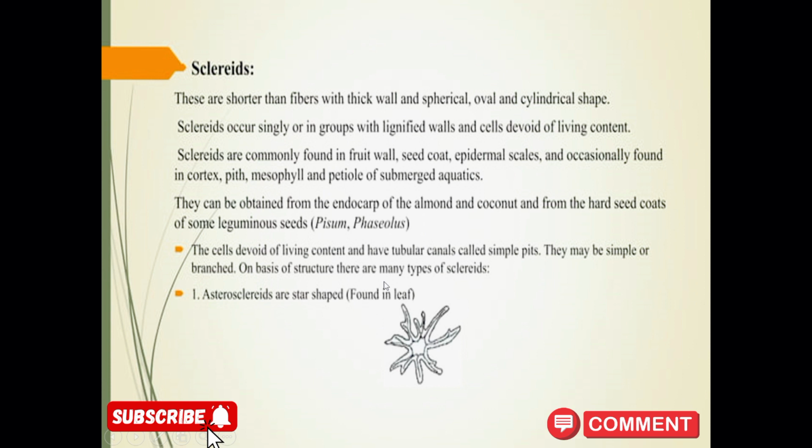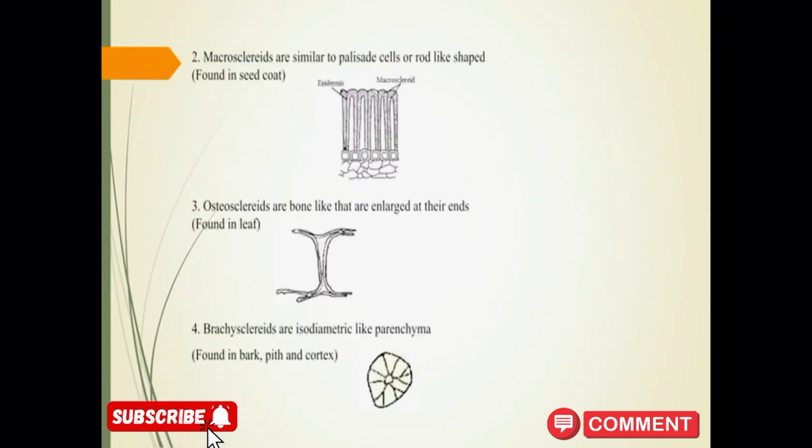On the basis of substructure, there are many types of sclereids. Astrosclereids, as the name indicates, are star-shaped sclereids present in leaves. Macrosclereids, large sclereids, are present as palisade cells in rod-like shape, found in the seed coat. Osteosclereids, as the name indicates, are bone-shaped sclereids, and they are also present within the leaf. Brachysclereids are isodiametric like parenchyma, found in bark, pith, as well as in cortex, and they are rounded or parenchymatous.